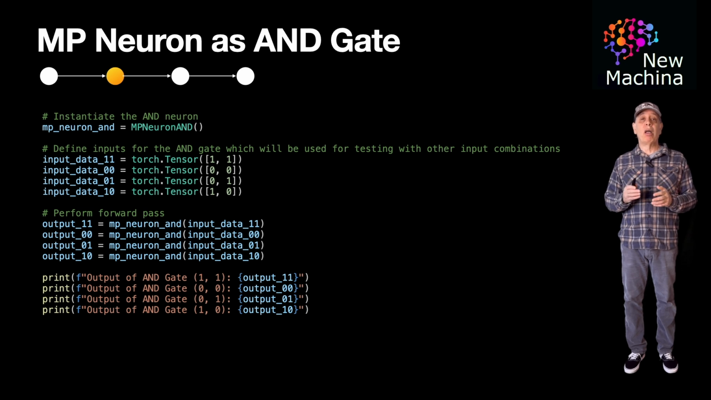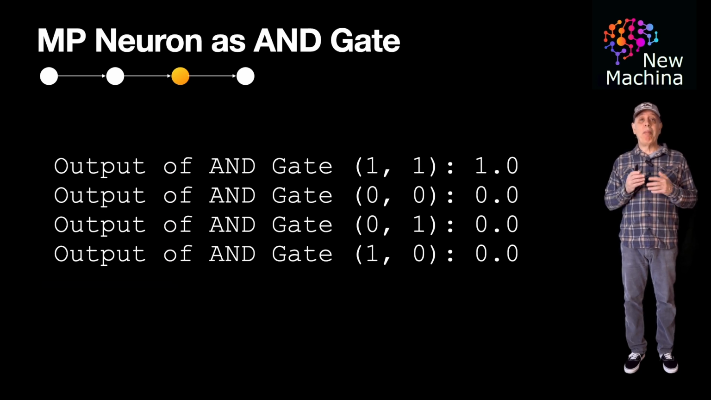Next, we invoke our MP Neuron 4 times with our test data. The response contains a 0 or 1 based on whether the MP Neuron was activated or not. Lastly, we print out the results. Here we can see the results of our 4 tests, and we see that indeed the MP Neuron results match our AND gate truth table results. Therefore, we've confirmed that this MP Neuron implements an AND gate.